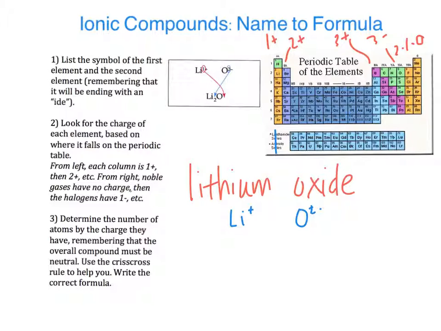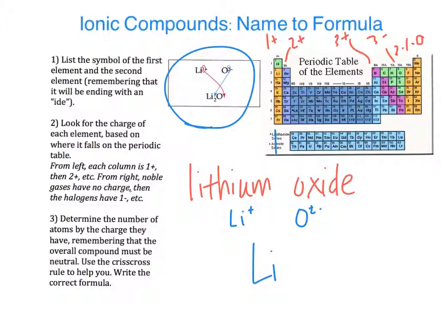Now I'm going to go to step 3. Because now I need these to combine in a ratio that makes a neutral compound. Okay, obviously I can't just put one lithium and one oxygen together because that would not neutralize each other. So I have up here the crisscross rule to help you remember this. In order to use the crisscross rule, you look at the numbers that are in the charge, and that number in the charge becomes the number that indicates how much of the other element there is in the compound. So you crisscross those numbers.